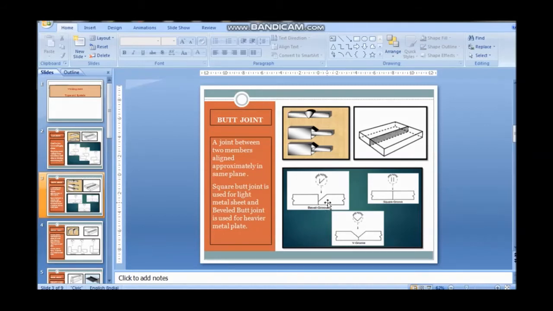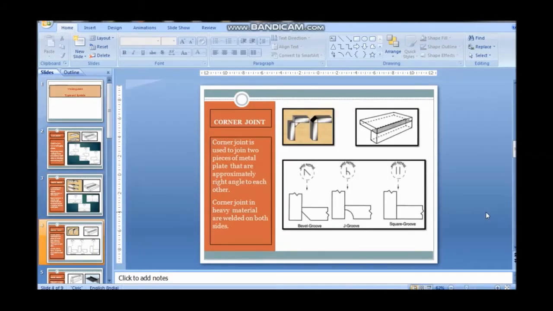Here we use the bevel edge on plate number 1, and on plate number 2 there is no bevel edge, but here we used the V groove. It means the bevel edge has been done for both the materials, and we weld in the middle of these two plates. And this is your symbol of bevel groove. This is the square groove and this is the V groove. This is your butt joint.